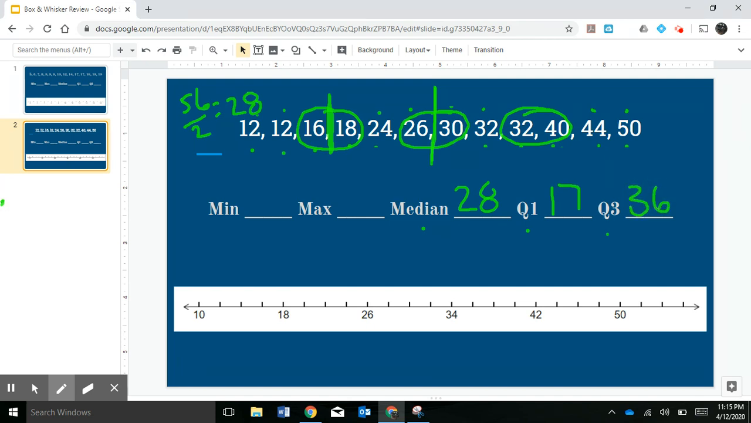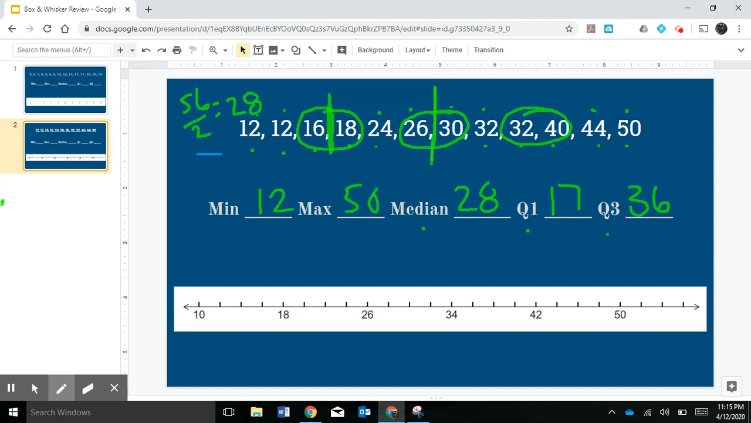Of course, my minimum is my 12. My max is my 50. Now I've already made up the number lines for us on the sheet today. But if you have to make up the number lines, make sure you have nice even intervals and enough number points on there.